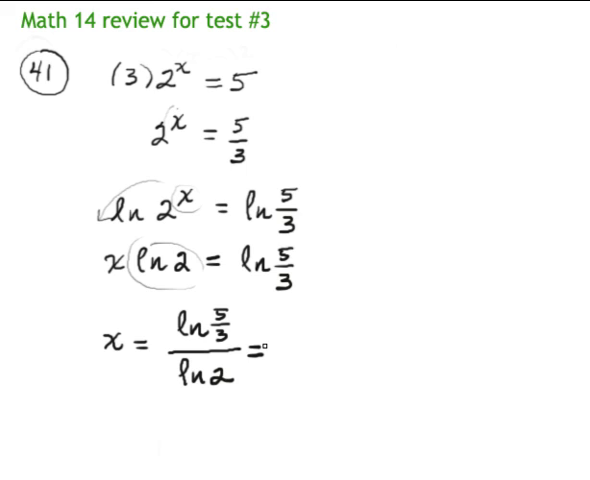And we just get these values from our calculator. Okay, so let's see, ln of 5/3, I have 0.51 approximately. And then ln 2, we have 0.693. Okay, so just divide those. And we have approximately 0.74.